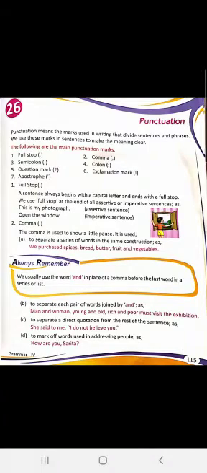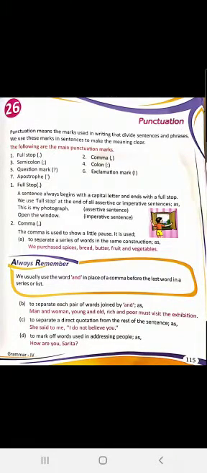Punctuation means the marks used in writing that divide sentences and phrases. We use these marks in sentences to make the meaning clear. Full stop, comma, semicolon, colon, question mark, exclamation mark, and apostrophe. These 7 punctuation marks we are doing in grade 4. Alright? In today's class, children, we are going to see the ones which you have used before.